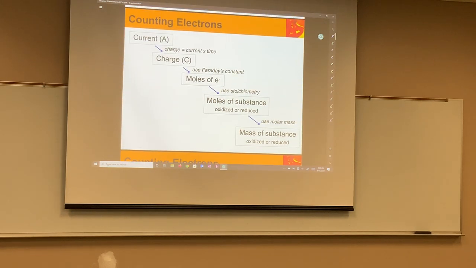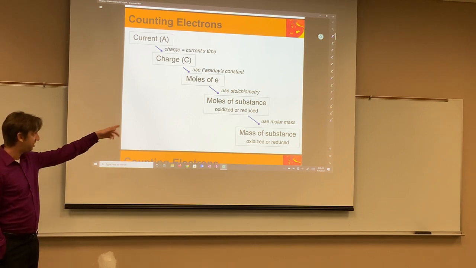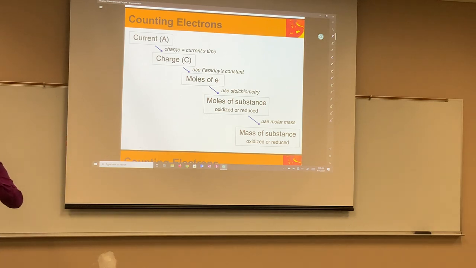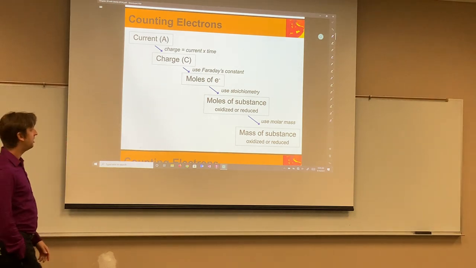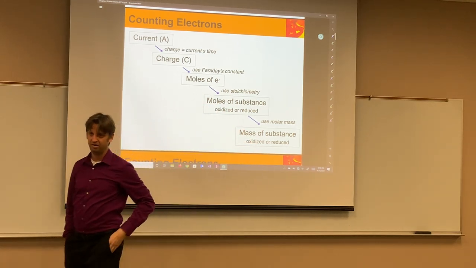So if we have current, that's charge times time, we can convert that into charge using Faraday's constant. Remember, Faraday's constant is a value of coulombs per mole of electrons. So we can convert that into moles of electrons. Moles of electrons we can convert, by using stoichiometry, to moles of the copper, or whatever metal it is.